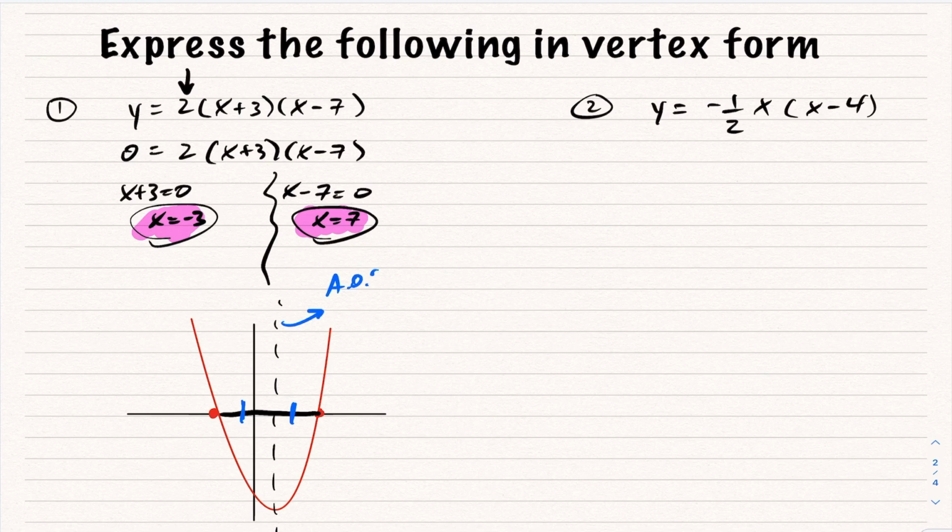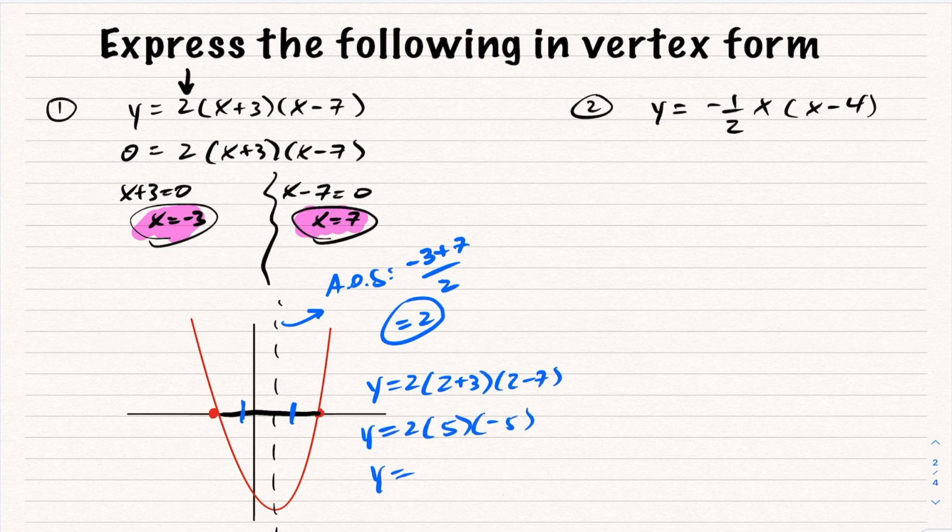So therefore, if I average these out, I can get my axis of symmetry. So my axis of symmetry here is going to be negative 3 plus 7 divided by 2, which comes out to be 2. So now that I have my axis of symmetry, that's the x-coordinate of my vertex, I can sub it back into my quadratic here, and I can solve for y, and we get negative 50. So now I have the x-coordinate of my vertex and the y-coordinate of my vertex.